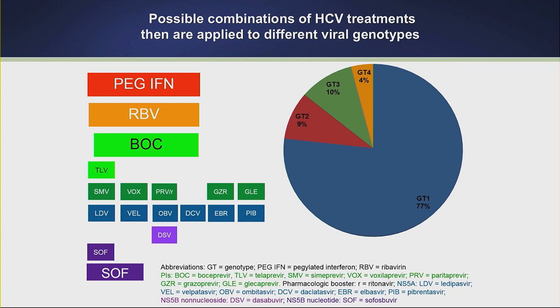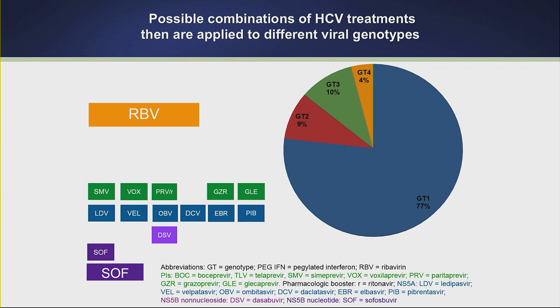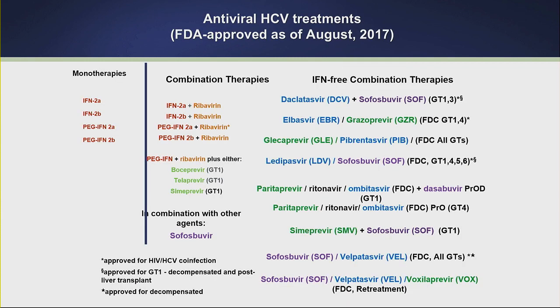I showed in a rainbow fashion, but really green are first and second generation protease inhibitors, NS5A are blue, and then purple are the polymerase inhibitors. Unfortunately I use the same colors, but then you're applying them to different genotypes. This may help you follow the next efficacy slides, and there is a glossary when you receive the handout. Of course, we're not using interferon or first generation protease inhibitors, and now we're really going to be hard-pressed to use ribavirin with our new options.